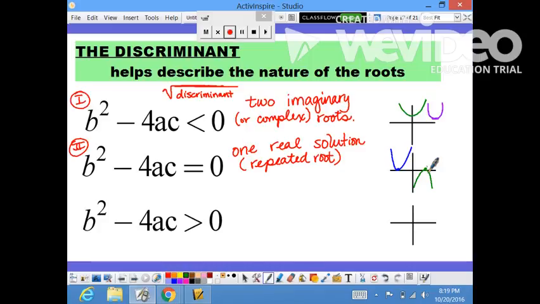We dealt with the negative, and we dealt with when the discriminant equals 0. So the only other thing left is when b squared minus 4ac is greater than 0, or positive. That means the number under the square root is positive, so that allows us to have two real solutions. What that looks like is it goes down and comes back up, 1, 2. Or it goes up and comes back down, 1, 2.